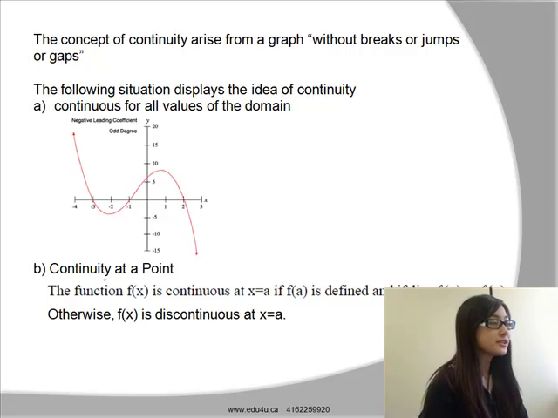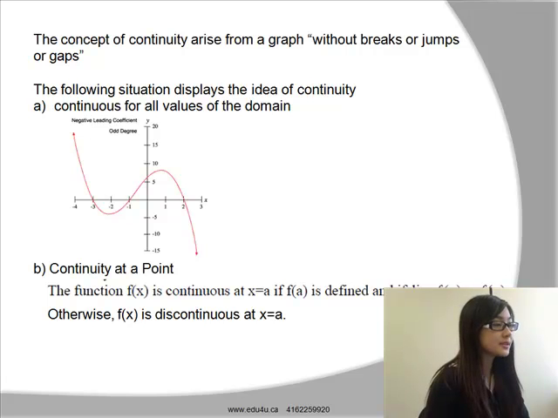The first situation is that the graph is continuous for all values of the domain. We have a graph in the middle of the slide, and this is usually true for polynomials, because the graph of polynomials goes without breaks or jumps or gaps.